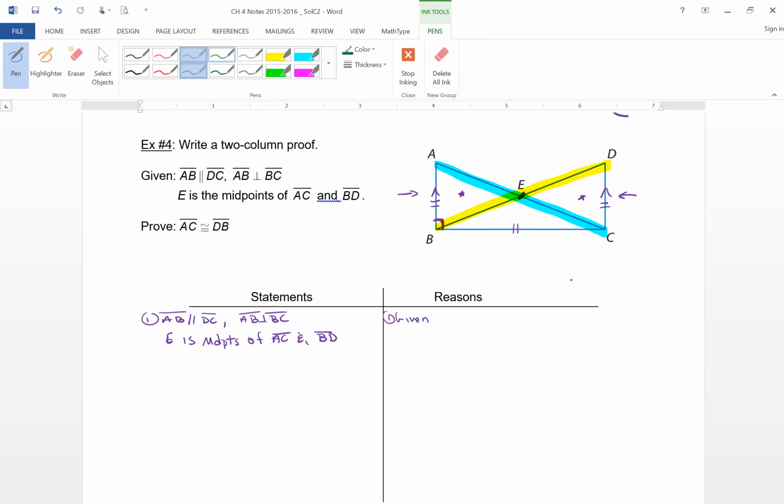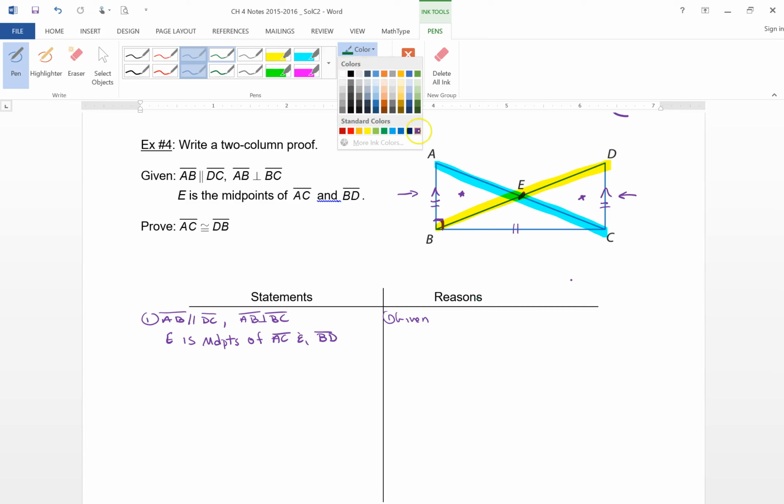We're told that AB and DC are parallel and they're congruent. And we're told that AB is perpendicular to BC right here. We're also told that E is the midpoint of these two lines. And we have to prove that the blue and the yellow line are congruent to each other. Okay? So the big picture is I have to prove these huge triangles are congruent to each other. And then I could say the colored sides are congruent by CPCTC.